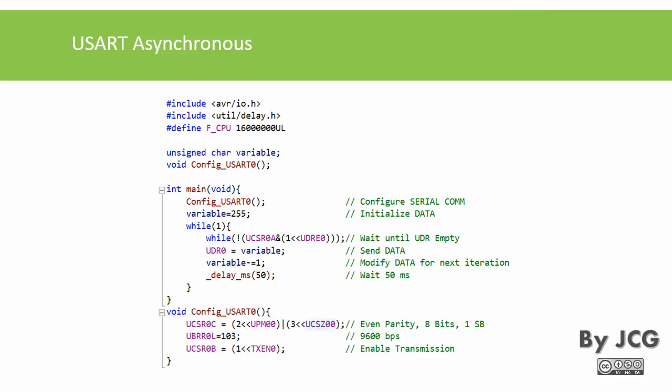And finally, that's the way we do the configuration, which is the most important part in this video. We write to UCSR0C the parity we want and the character size we want. And even if we're not writing the stop bit, we know that by default we have 1 stop bit. Then we write the 103 we calculated, which is the 9600 bits per second, and finally we enable transmission.